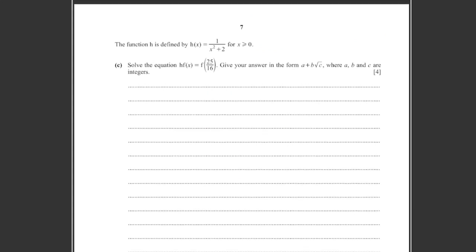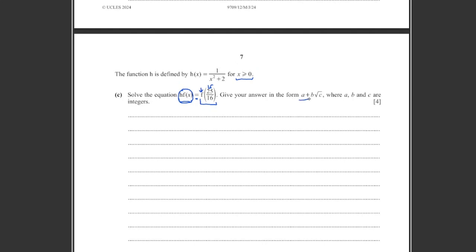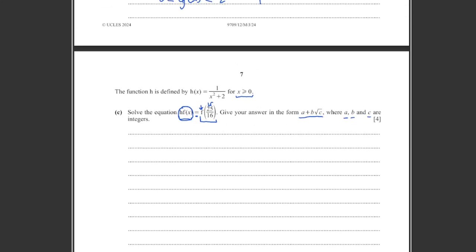So we got part C over here, and we have a function h, which is defined as 1 over x squared plus 2, and it has a domain, which is x greater than or equal to 0. So now it says solve the equation h of f of x. So this is basically a composite function, and they say that this thing is equal to this thing, and this is the function f, and this is the x input of this function, and we have to give our answer in the following form, where a, b, and c are integers. Okay, so what do we do about this?